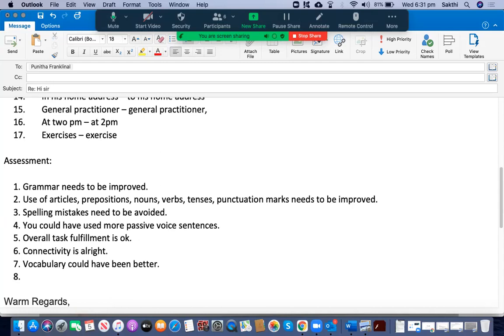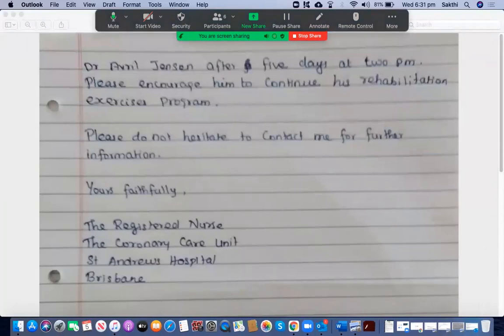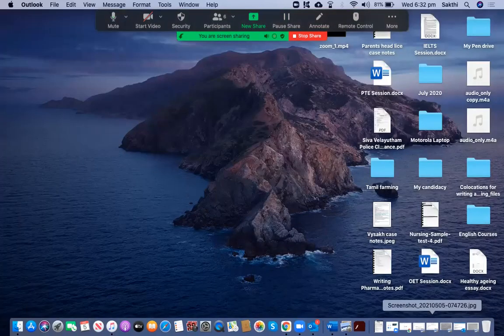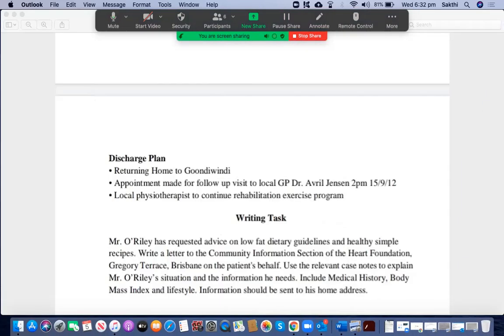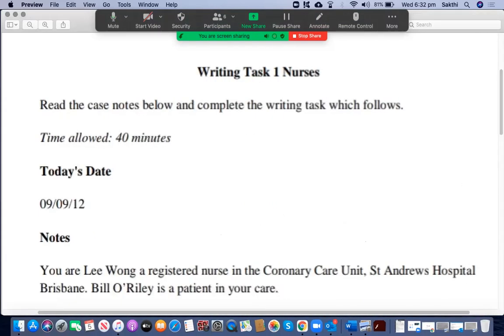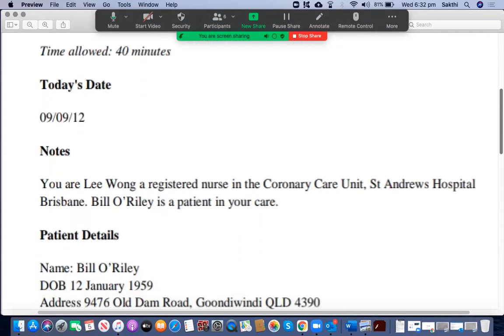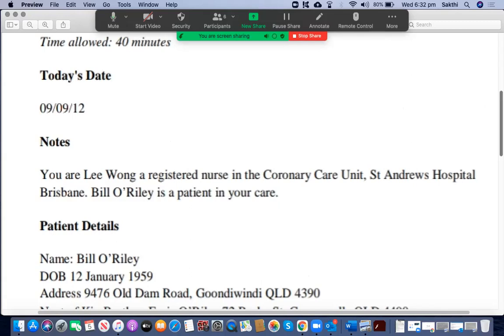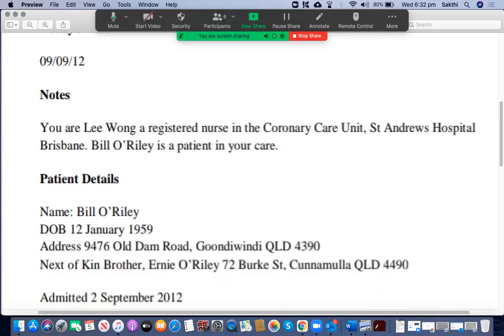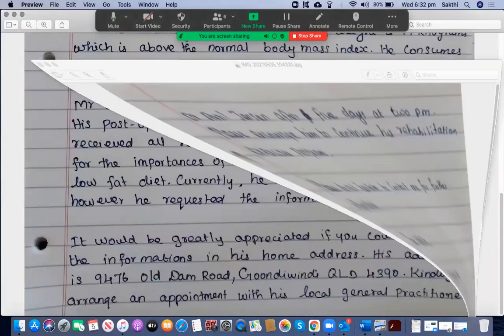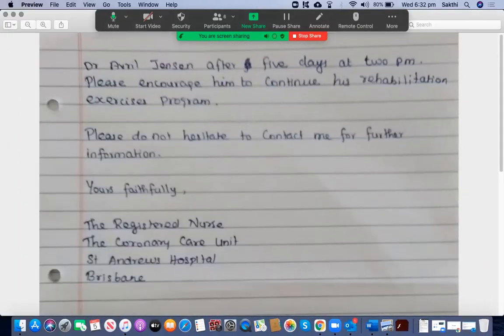Before that, I would like to check whether you have included all the relevant case notes or not. Let me go through that. That's the second page. All right, let's go through the first page. Read the case notes below and complete the writing task which follows. Time allowed 40 minutes. You are Li Wang, the registered nurse in the coronary. Did you write down Li Wang's name in the end? If they have given the name, you have to write down the name. Yours faithfully, Li Wang.